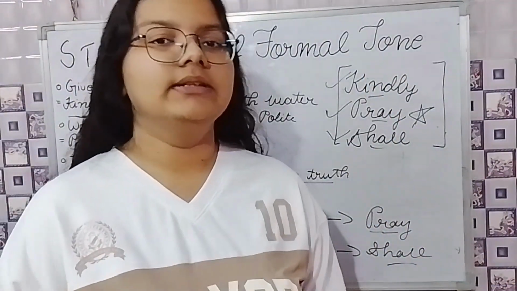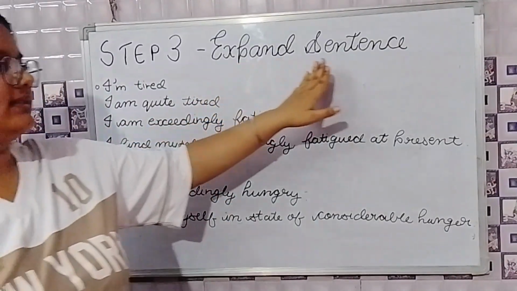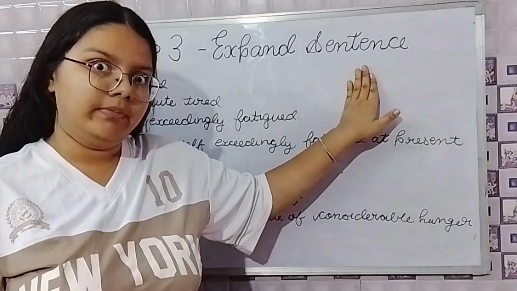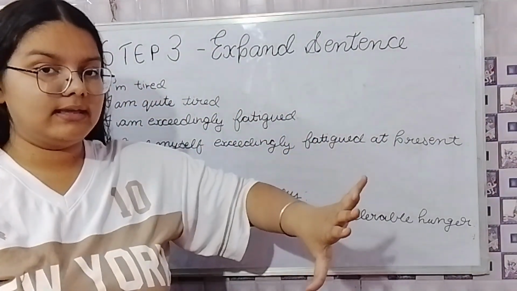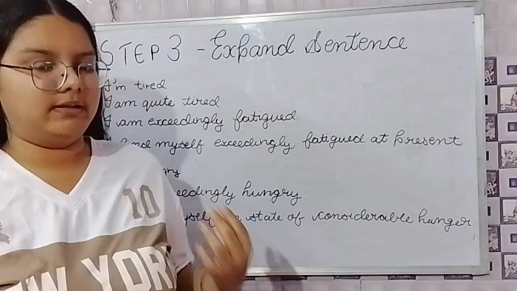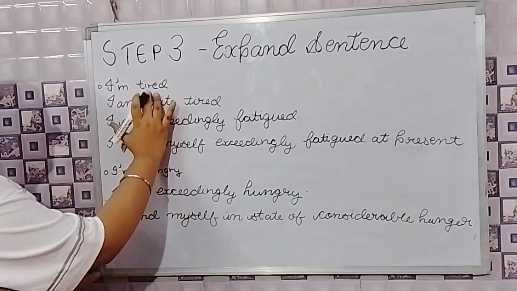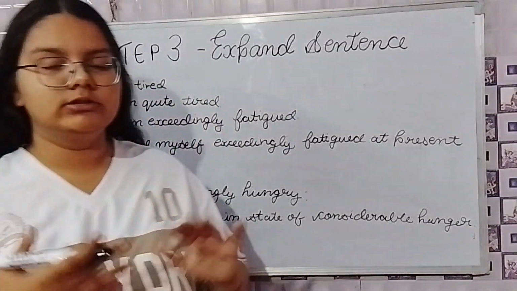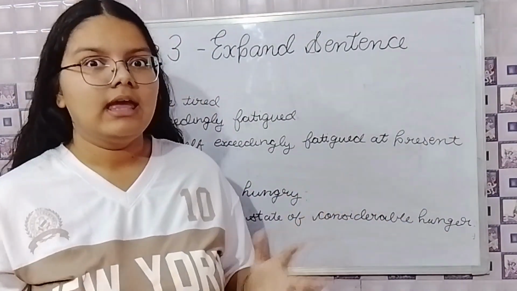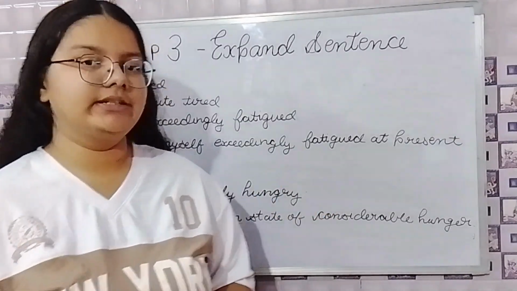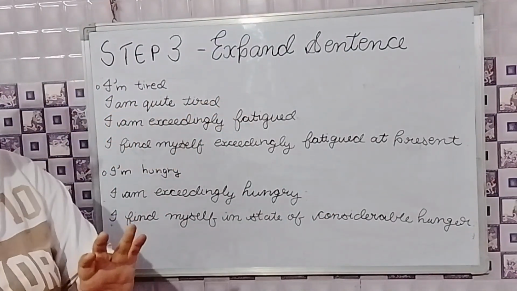So now let's go on to step 3. Step 3 is to expand the sentence. Remember, in Victorian English, we usually expand the sentence to be more and more expressive. See this example. I'm tired. Usually we say, I'm tired, or more advanced, I'm filled with fatigue, I'm beat. But in Victorian English, we use, I am quite tired.